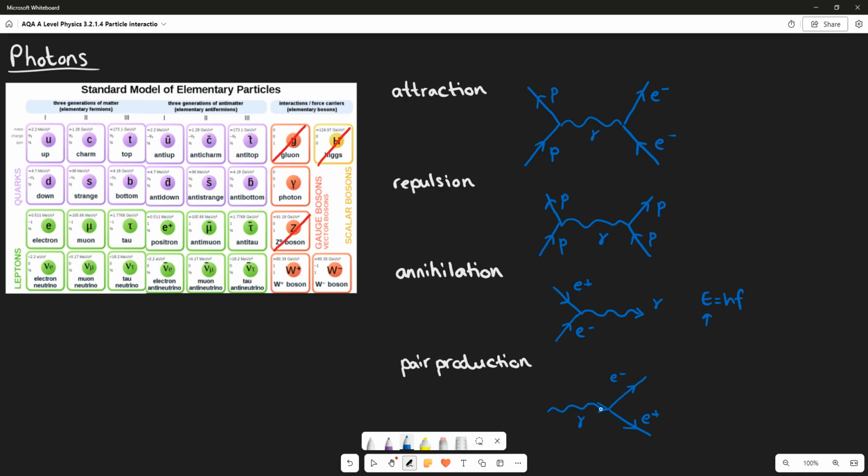So that photon had exactly the right amount of energy in order to create these two, the electron and the positron, or the electron and the anti-electron. So that photon there will have had exactly the right amount of energy to generate those two. So that's pair production.